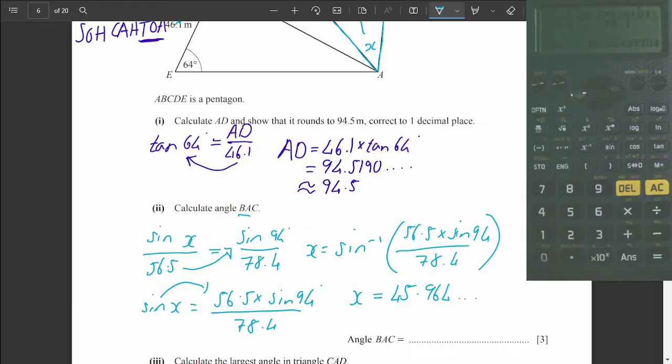Rounded to 3 significant figures, we're going to cut it off there. There is a 6 next to the 9, so we need to round up the 9 to the next value, which will give us 46.0.